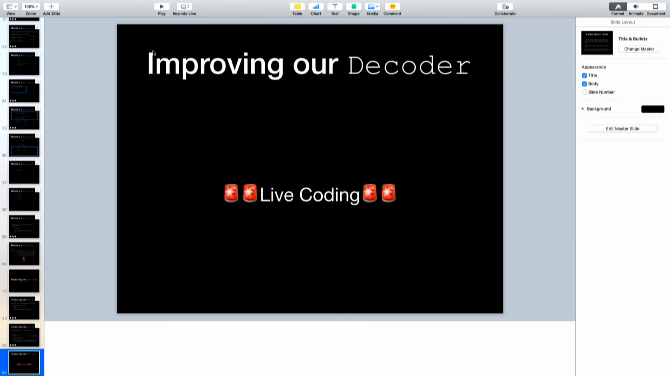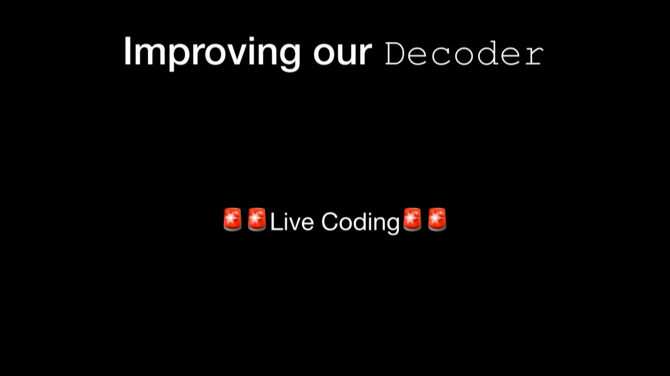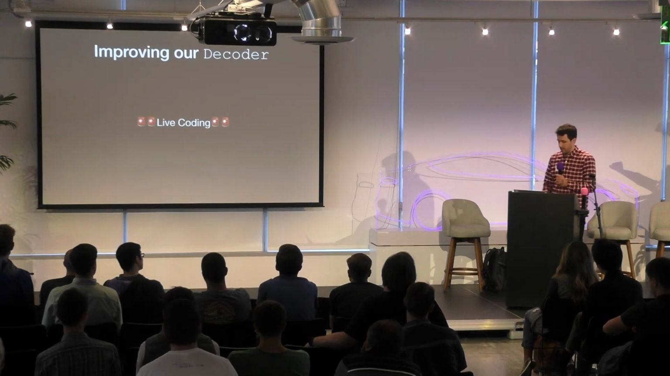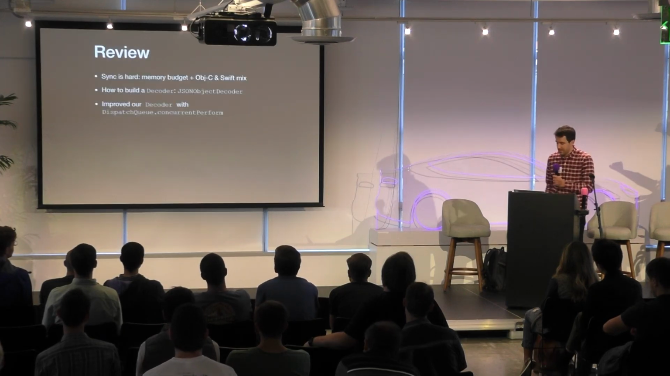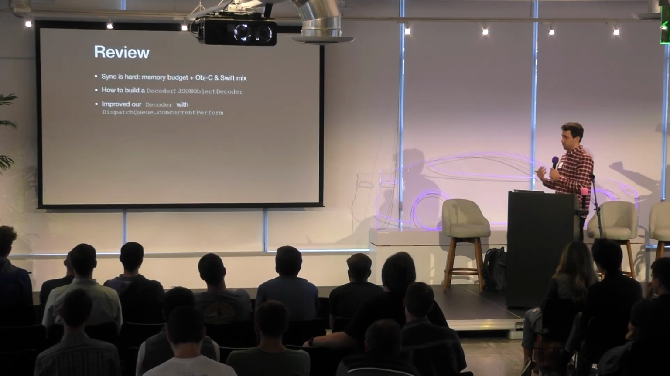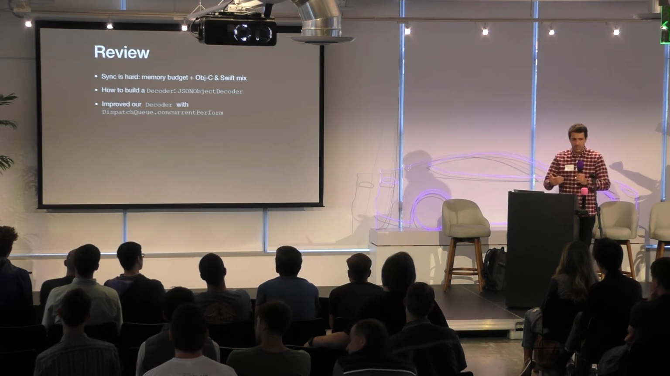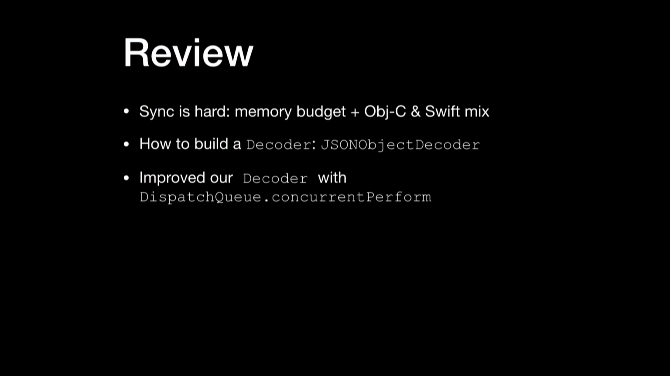All right. So that is improving our decoder. We basically just took advantage of the fact that we have this nice data structure, and we can do more interesting things with it than, say, you could very easily with JSONDecoder. All right. So just to review, Sync at PlanGrid has some challenges. Some of them have to do with just general memory budget and load constraints. Some of them sometimes have to do with the fact that we're still in a mixed language code base. We still have legacy APIs that we have to work with. And sometimes it's the combination of both.